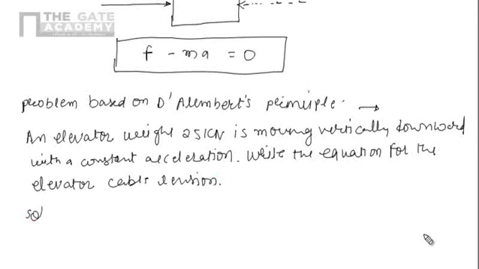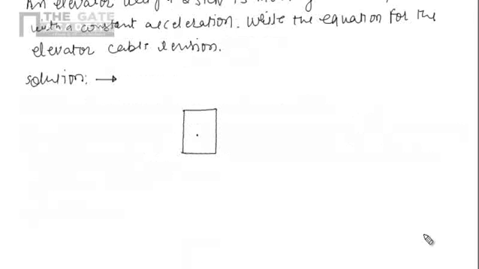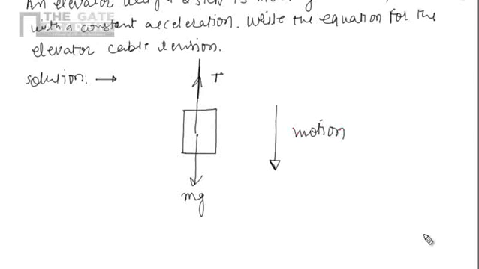So let's solve this problem. First of all, we will draw the diagram which will show all the forces. This is the elevator. mg is the weight of the elevator which is always acting in the downward direction. This one is the tension T in the elevator cable, and now it is going in downward direction. This one is the motion, and now we have to apply the D'Alembert principle.